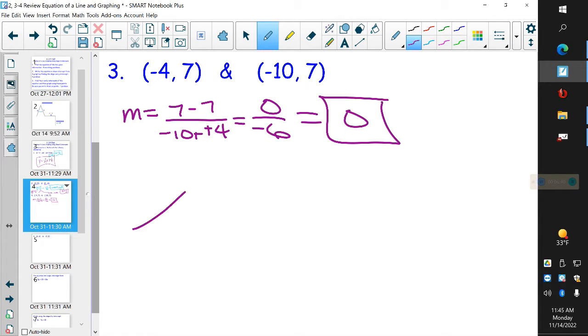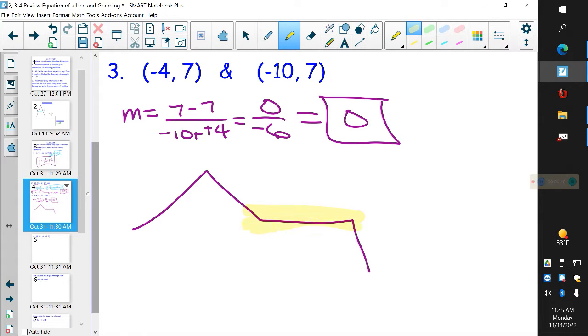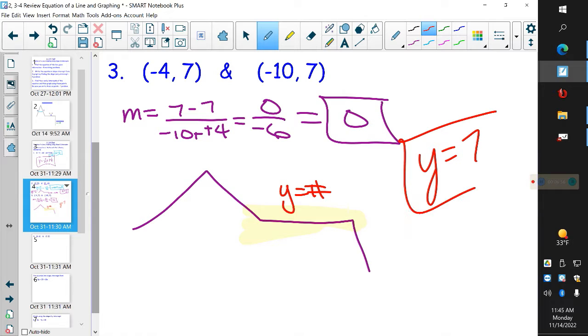So what on my line has a slope of 0? The level line has a slope of 0. And if there is a slope of 0, that is y equals a number. And what number does y have to be in this ordered pair? Yes? Do we understand that? Yeah? Are we good? All right, next.